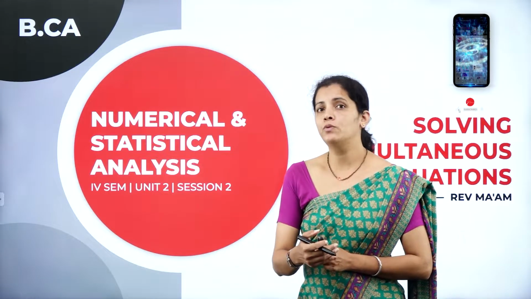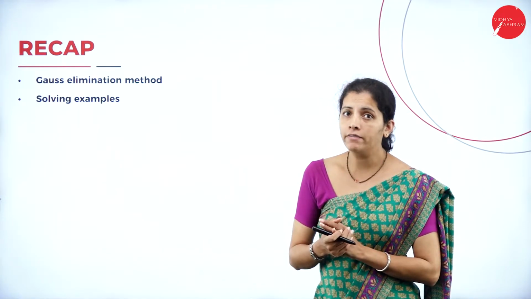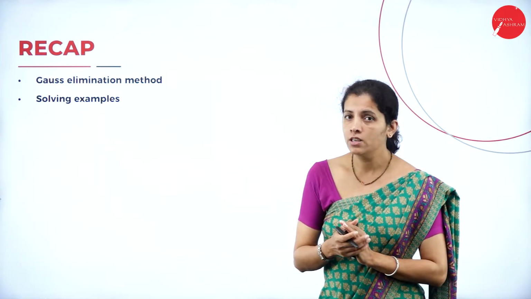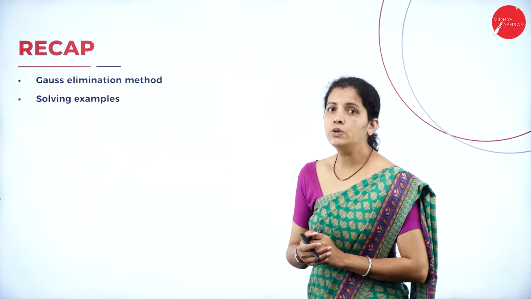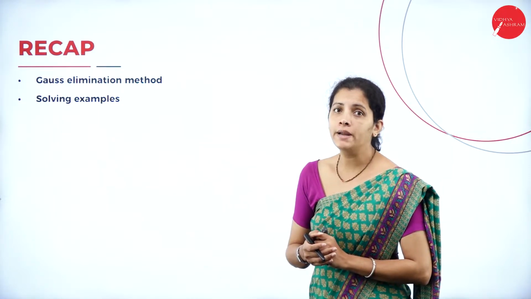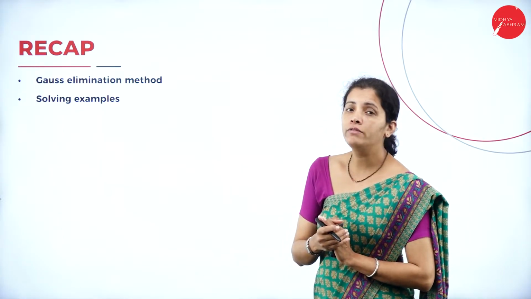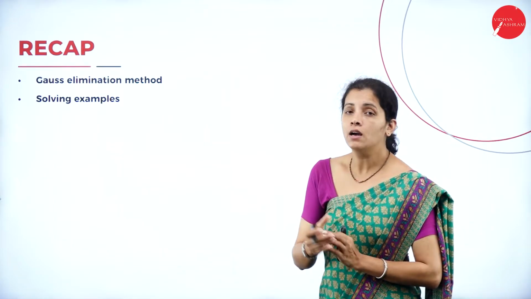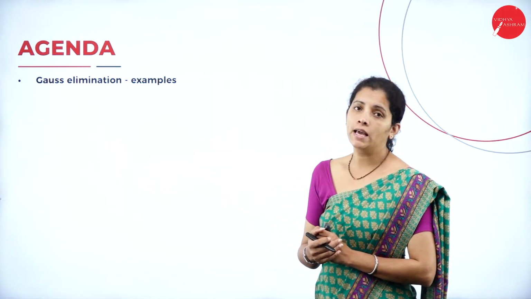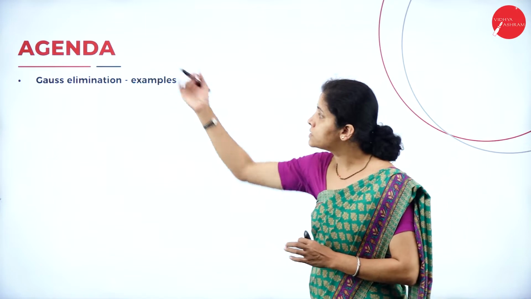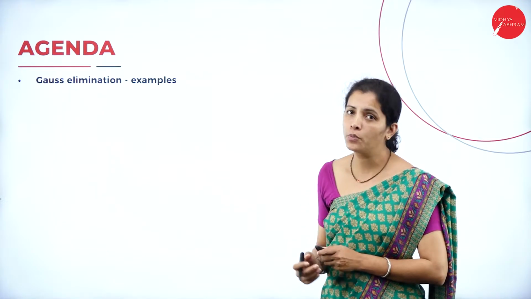So dear students, before going to start today's session, let me recall the topic which I discussed in my previous session. I started with the Gauss elimination method. It's mainly used to find the approximate solution for 3 unknowns. Along with that, I solved one simple example. In today's session, I am going to solve a few more example problems, once again dealing with the Gauss elimination method.